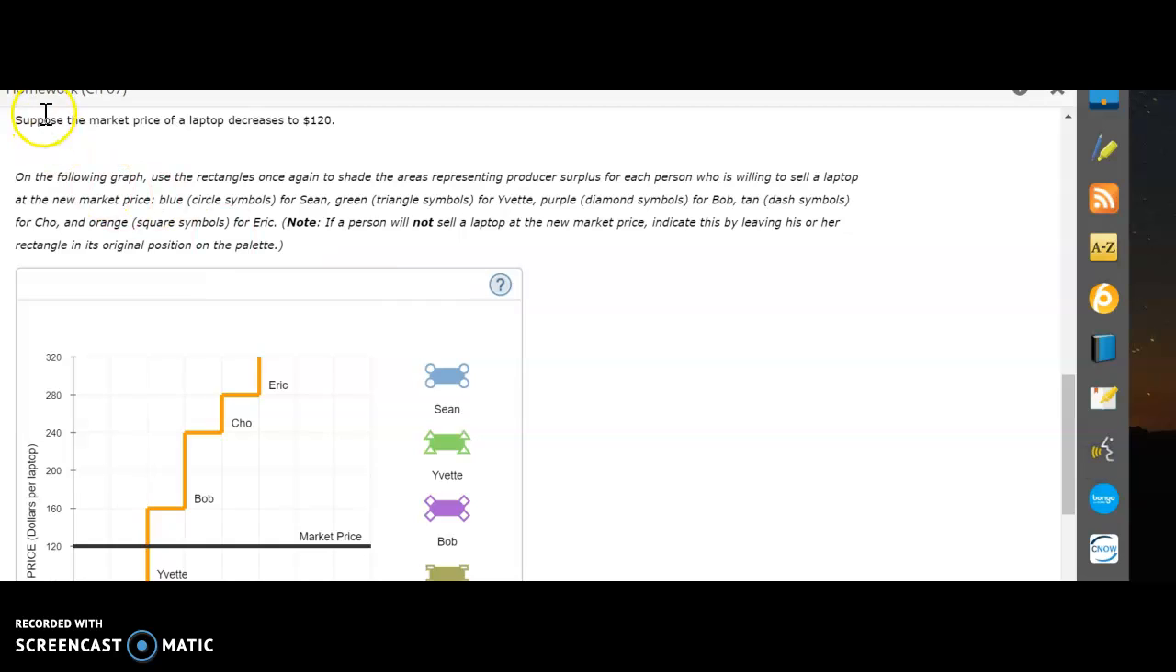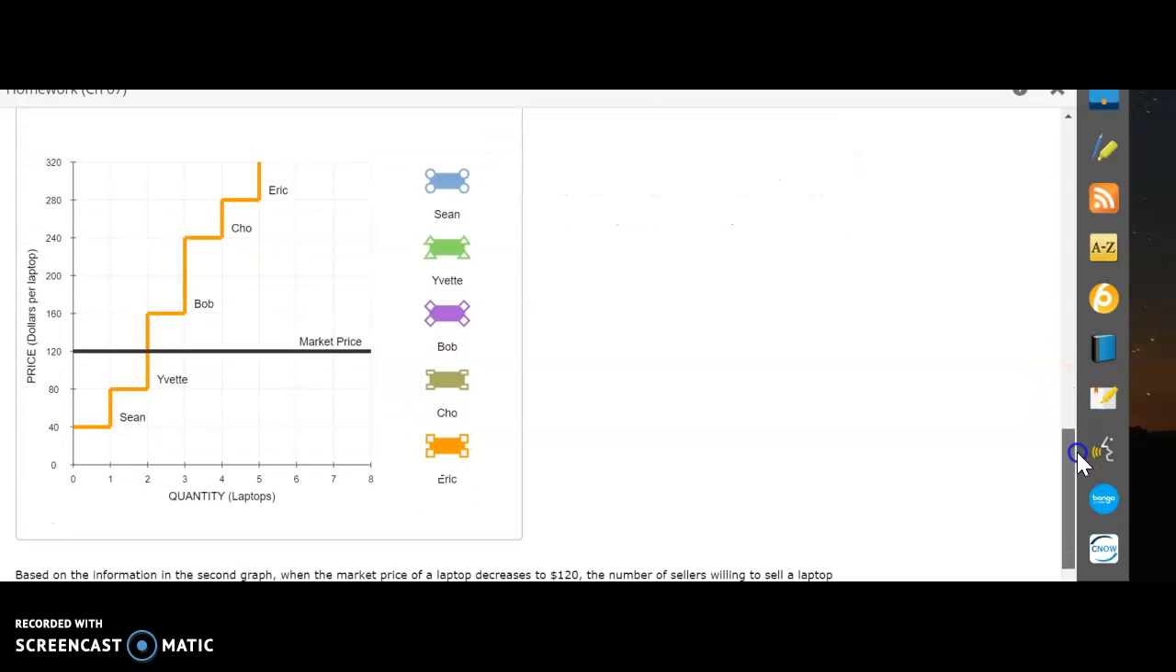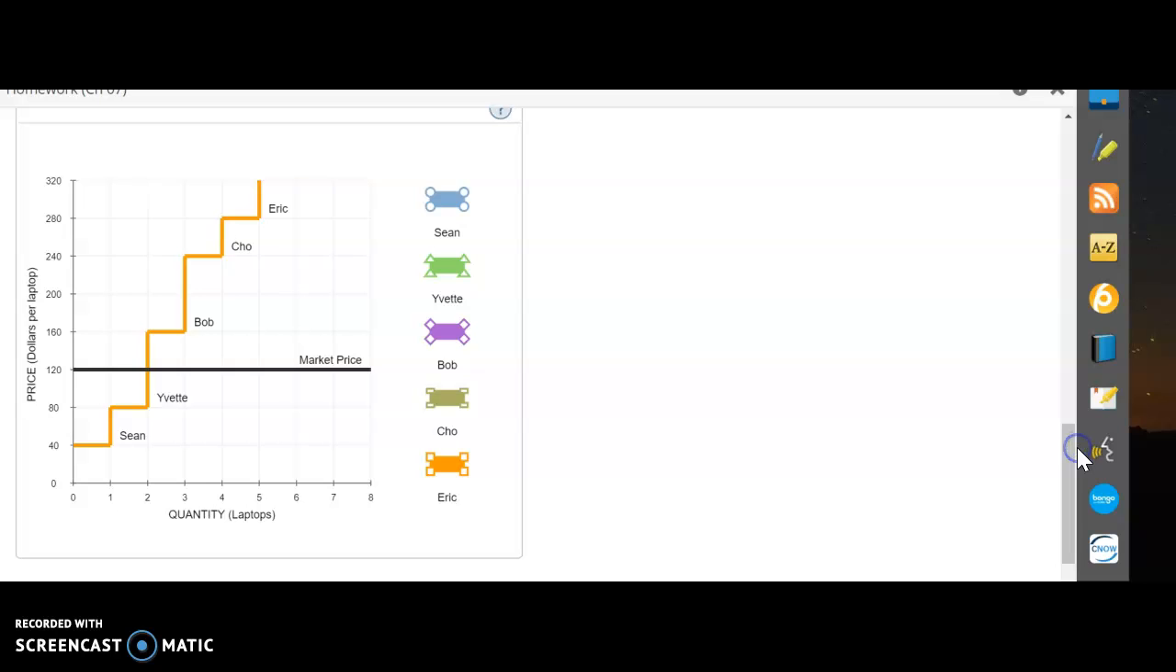Now it says, suppose the market price of a laptop decreases to 120. Well, and then it just gives us instructions there, and we just do the same thing over again. So let's grab Sean. Here's Sean's producer surplus. Yvette. And that's it. Bob's no longer in the market. The price has gone below his reservation price. He drops out. So now we only have Sean and Yvette in the market.